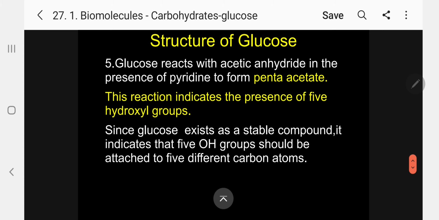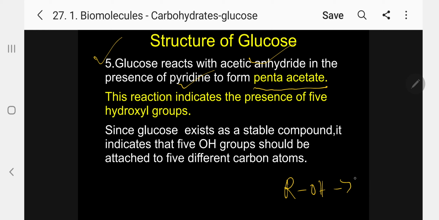The next test, that is 5: glucose reacts with acetic anhydride in the presence of pyridine. This is called an acylating reagent, to form pentaacetate. Please follow. What is the actual reaction? This we have already discussed under alcohols. Whenever one alcoholic group is there, or 2 alcohol, 3 alcohol, if you want to acetylate, the OH will be converted into the corresponding acetate. That means, kindly follow, let me take ROH. It will be converted into ROCOCH3.